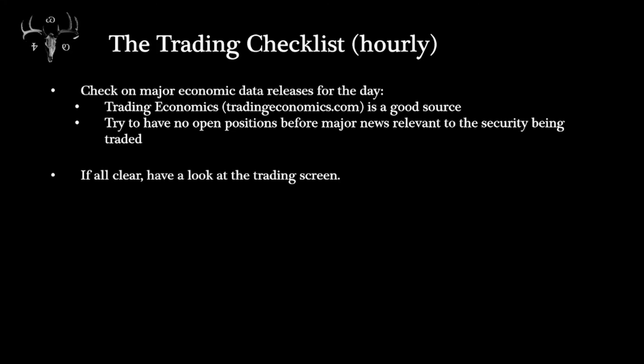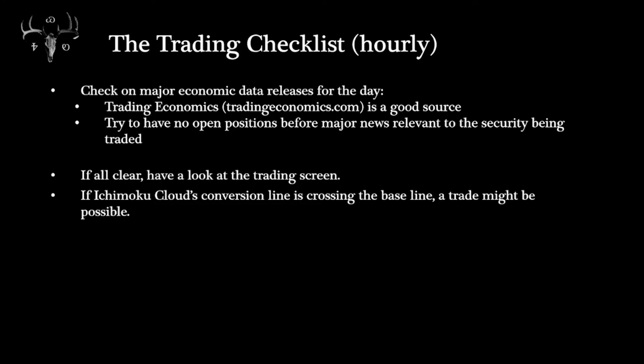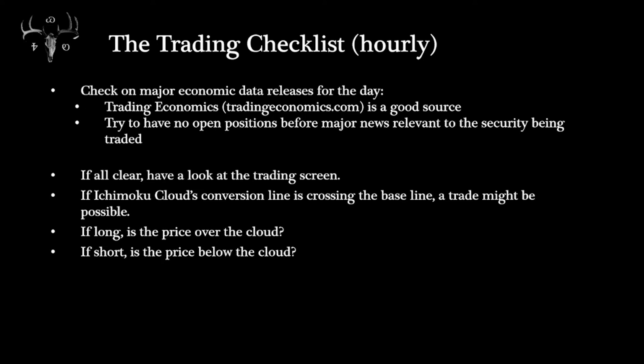So let's assume though that everything's all clear. Have a look at your trading screen and start looking for opportunities. So if we're looking on the hourly chart, I start scrolling through and I find that the Ichimoku cloud's conversion line is crossing the baseline. Then I think a trade might be possible. If long, is the price over the cloud? Yeah, that's critical. If the price isn't over the cloud yet, then I wait. But we'll look at that in a second in the live examples. If it's a short indication, is the price below the cloud? If it's not, then we wait.